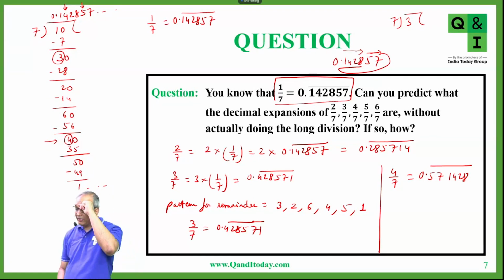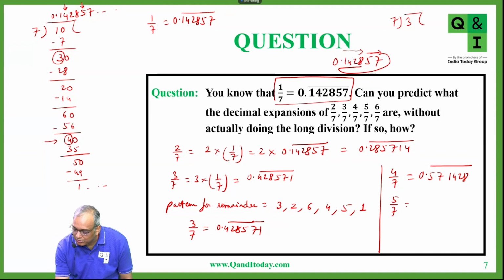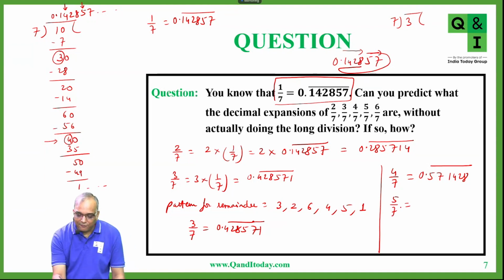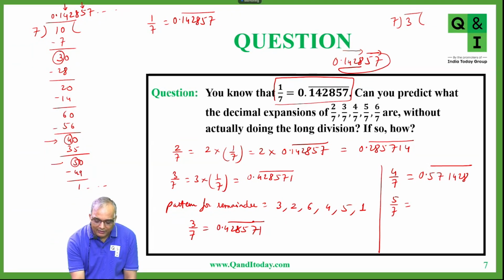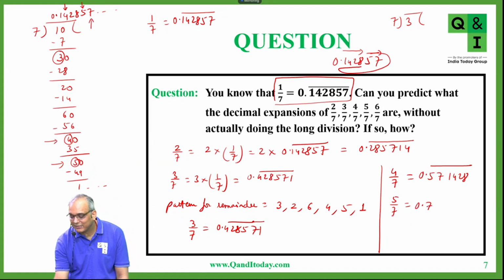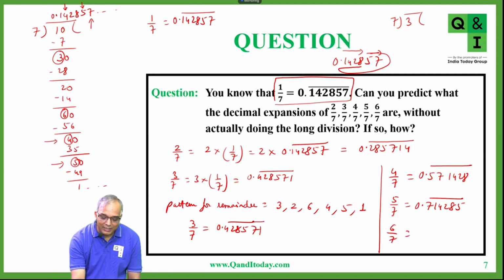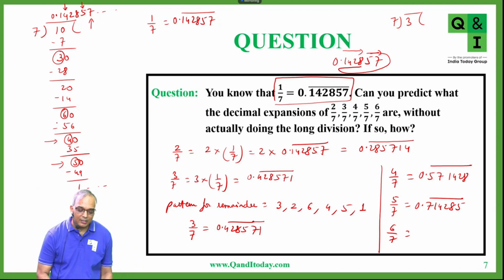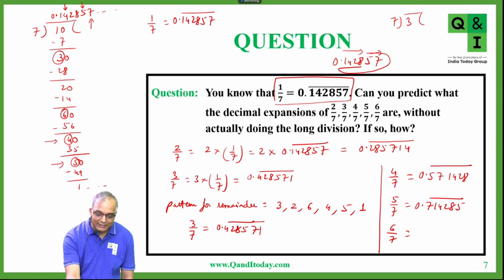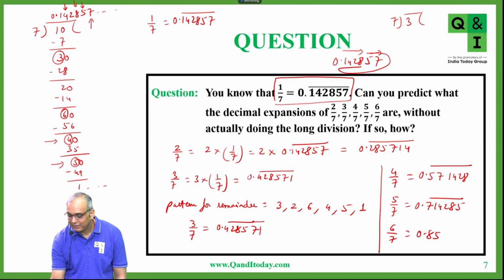Okay. So now if I have to do 5 by 7, students, see for 5, this is the remainder 5 here, right? So for 5, the quotient digit was 7. So we'll start with 7: 7, 1, 4, 2, 8, 5. Similarly, 6 by 7, this is my remainder, right? So for 6, the quotient digit was 8. So I'll start with 8, 5, 7, 1, 4, 2.